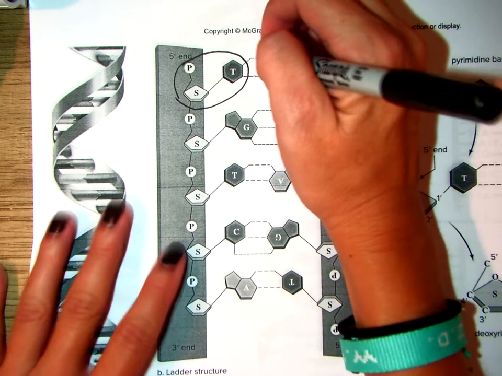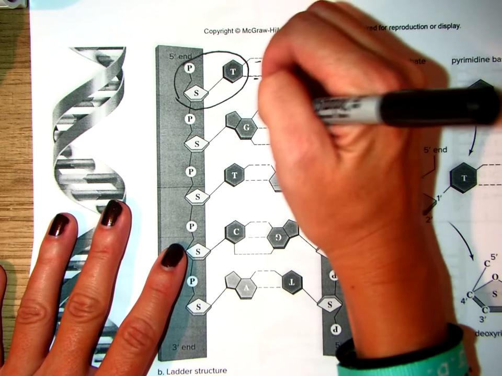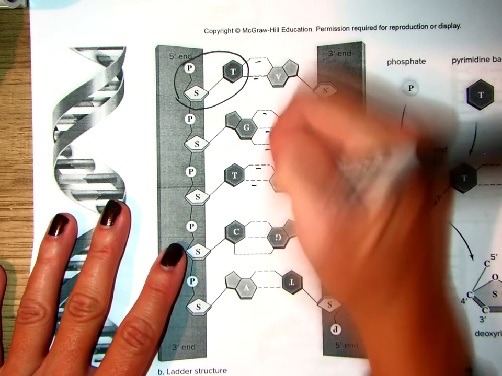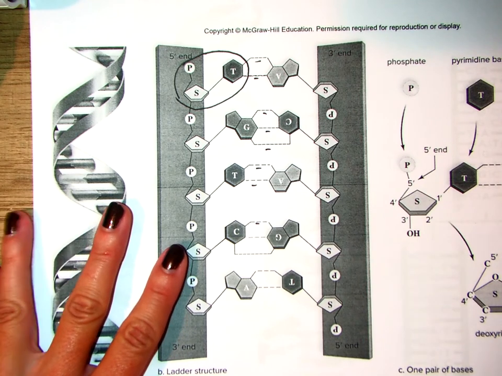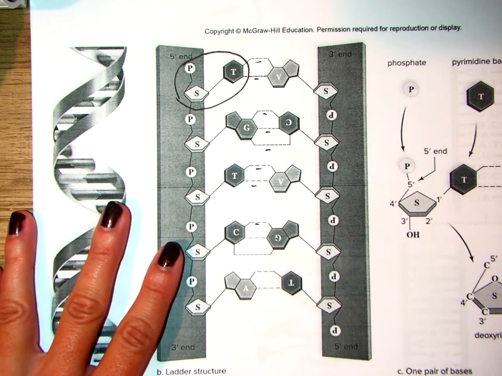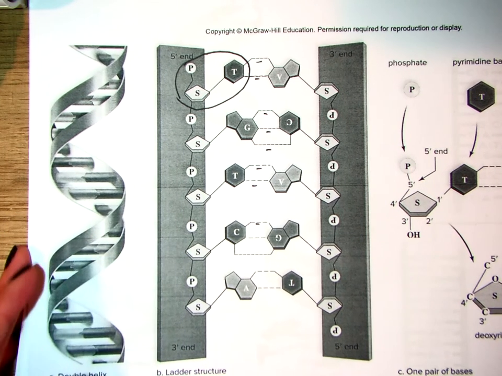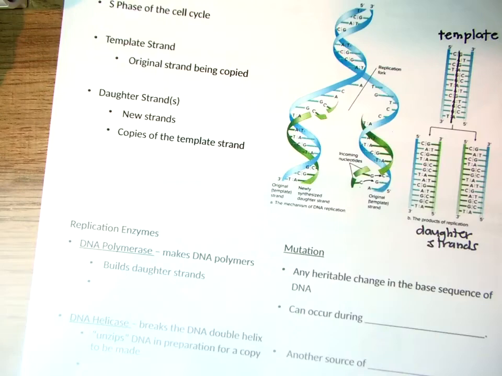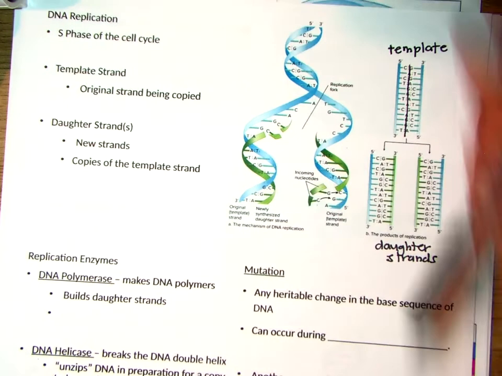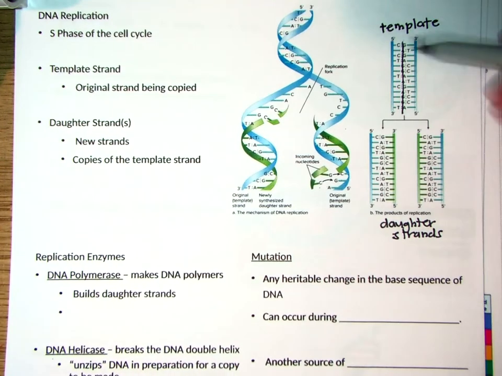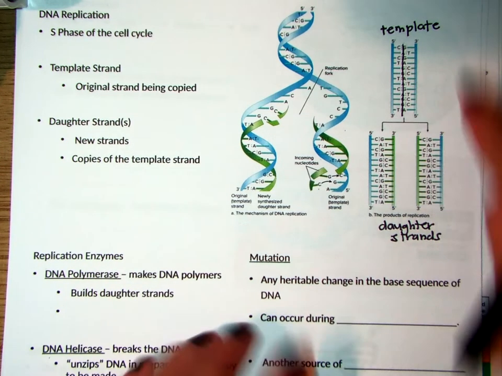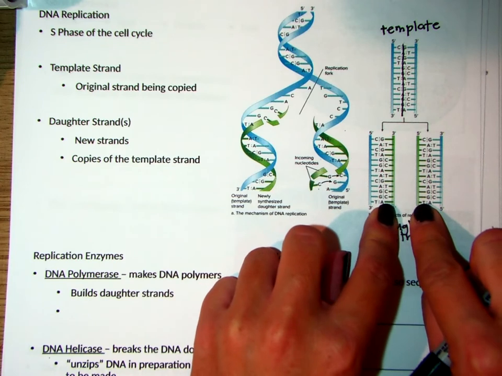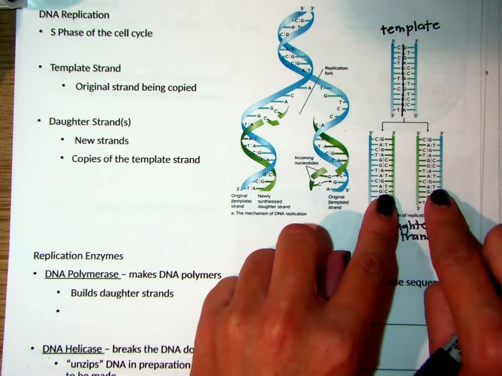So these bonds through here that you're seeing are hydrogen bonds, and if you remember back to our bonds, we learned about ionic, covalent, and hydrogen bonds, and hydrogen bonds are the weakest of the 3, so it's not super hard. It doesn't take a lot of energy to unzip this because they're held together with those hydrogen bonds. So we unzip this, add the matching base pairs, and now you have 2 identical copies.